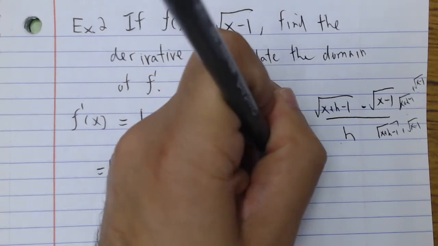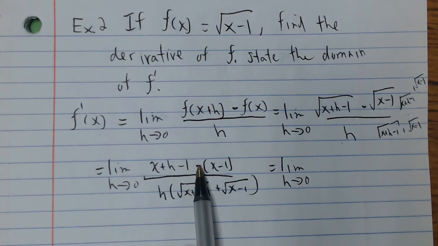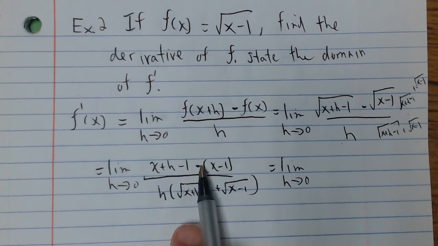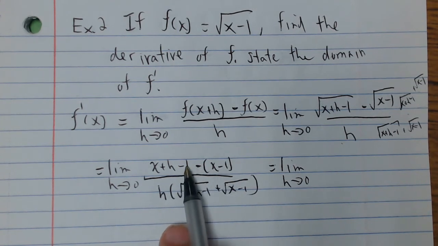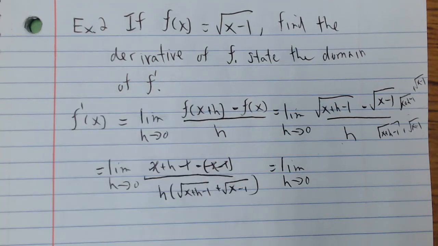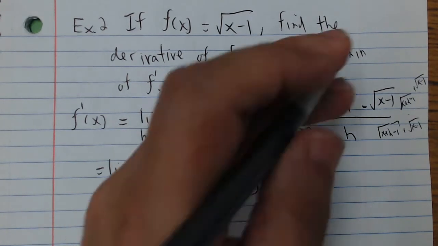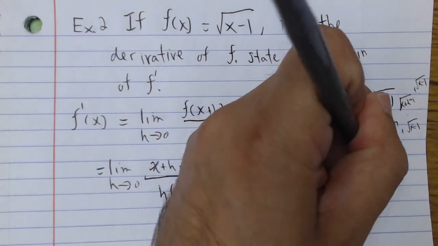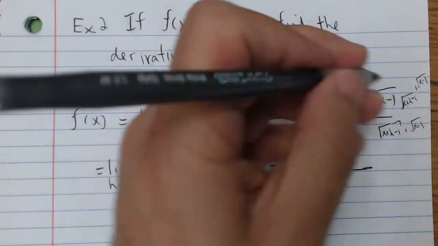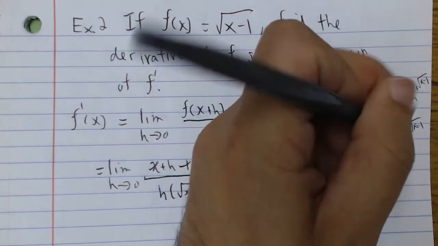Okay, so now let's simplify the top. Limit as h approaches 0. So what do I have? When I distribute this negative, it'll be x minus x, so the x's will cancel out. And then I have negative 1 minus negative 1, which is negative 1 plus 1, so the 1's cancel out as well. So what am I left with on top? Just an h, which is good news, because that's what we needed to cancel out this h. So the bottom will be square root of x plus h minus 1 plus square root of x minus 1.